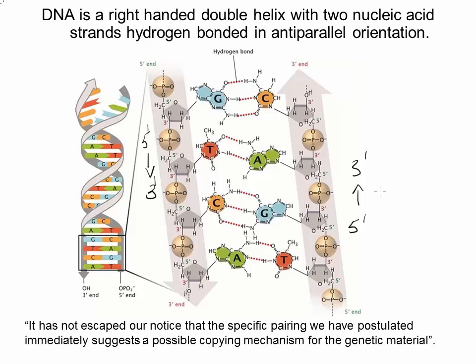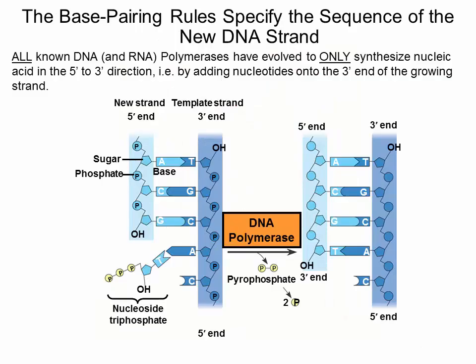And Watson and Crick were absolutely aware of the seminal importance of this discovery, and towards the end of their very short one-page paper, they actually have this sentence that's alluding to that fact. "It has not escaped our notice that the specific pairing we have postulated immediately suggests a possible copying mechanism for the genetic material." And of course they were right.